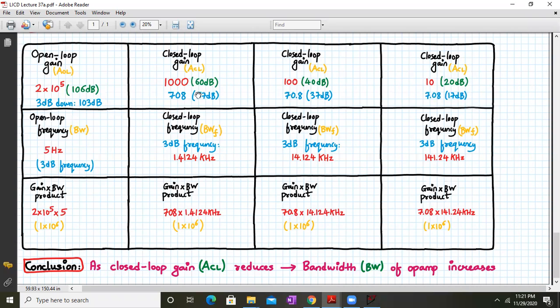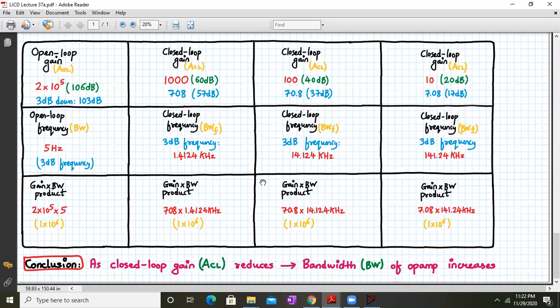So let's say we have an Opamp which is providing a gain of 1000, but its bandwidth is 1.41 kilohertz, right? And now we have an Opamp with a closed loop gain of 10, but its bandwidth is 141.24 kilohertz, right? In whichever applications the bandwidth is of importance, we go for a lower closed loop gain. That point should be very, very clear. And wherever we require a very high closed loop gain, where we can sacrifice the bandwidth, we can go for this design. So the conclusion is that as the closed loop gain reduces, the bandwidth of the op-amp keeps on increasing.